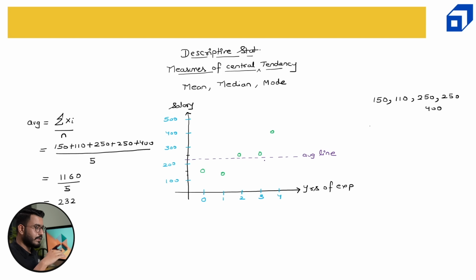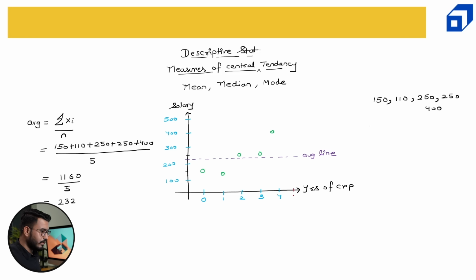Now this is my average line. So here you can see that it is basically the center point of the data, where I am having approximately half data points above it, half data points below this. So average defines the center of the data, and that is the reason it is a part of measures of central tendency. But there is one problem with average. Average is influenced by outliers. Now what is outlier?